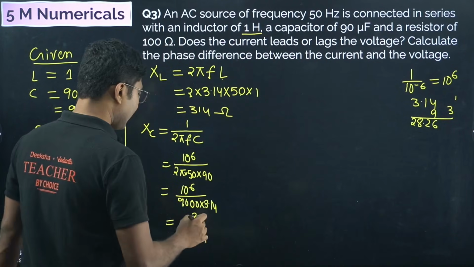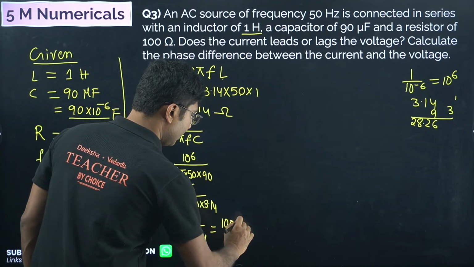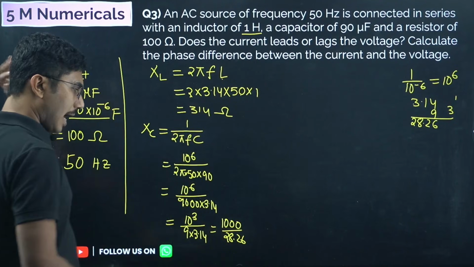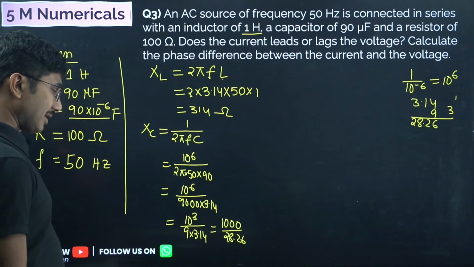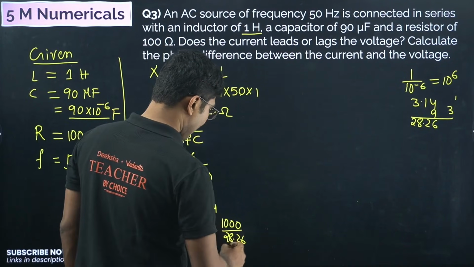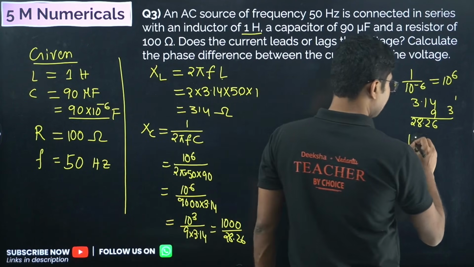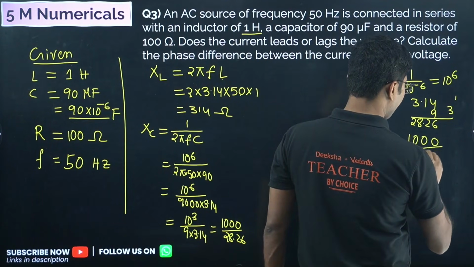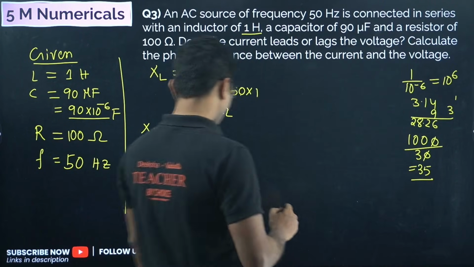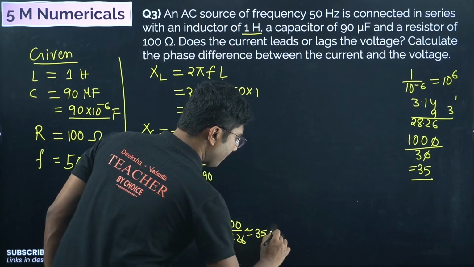Okay, so you will get this around 1000 divided by 28.26. Okay, and this will be approximately, so you can take this as approximate. I am taking the approximate value, you can take the exact value, so it will be approximately 35. Okay, if you take the approximate value, it should be around 35 ohm.